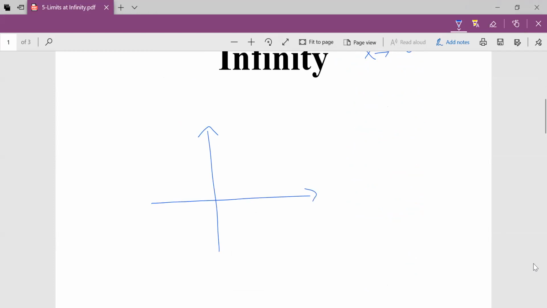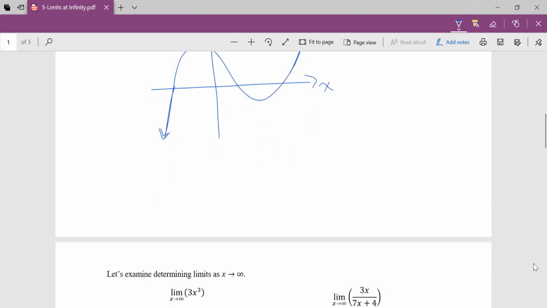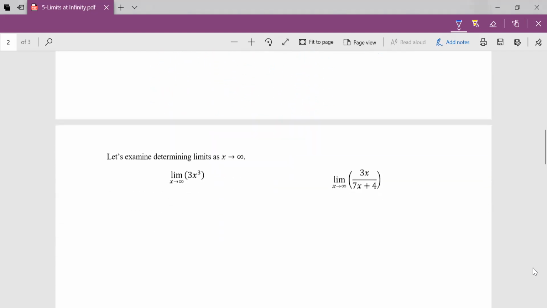So again, let's go for some crazy looking graph like this. Hey, a cubic. I'm going to say as x approaches infinity, so as x continually gets really, really big, what are the y values approaching? And as x goes to negative infinity, as x gets really, really small, what are the y values approaching? So that's what we're looking at this time. Not on the interior of our graph, but on the exterior of our graph.